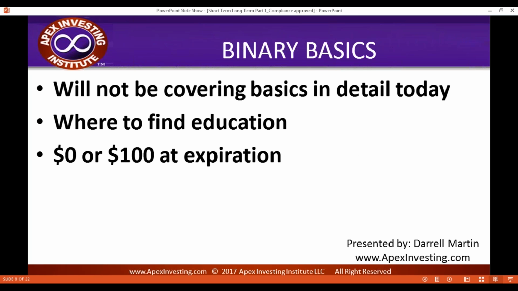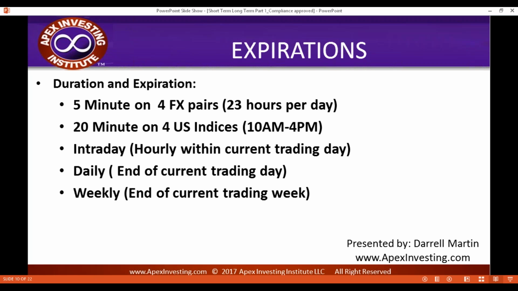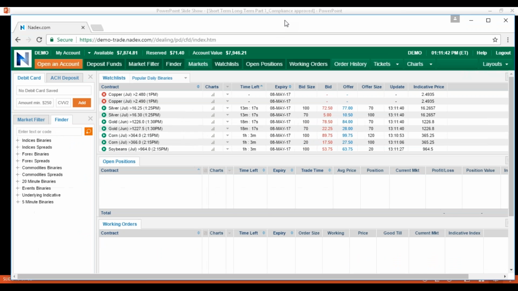I've already gone over with you where to find the basics. We're not going to cover the basics of binaries today. I've showed you where you can go back and get all of that information. So what can you trade with Nadex binary options, whether it's short-term or long-term? Well, you can trade stock index futures, spot Forex, commodity futures, economic events. Let's go over the platform here. Let's talk about some expirations. Okay, let's do a little bit of basics review here on what you can trade.